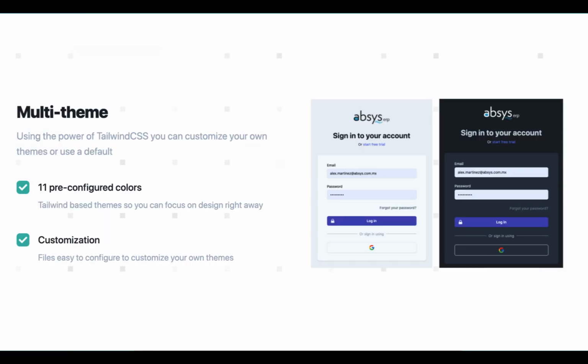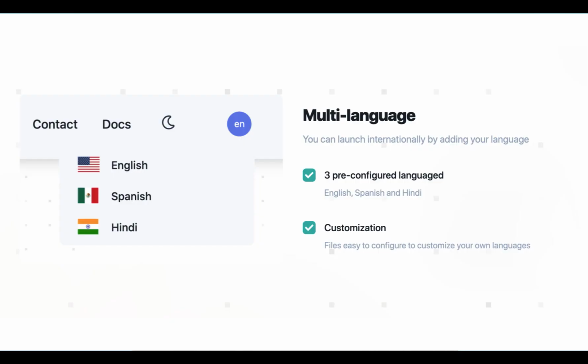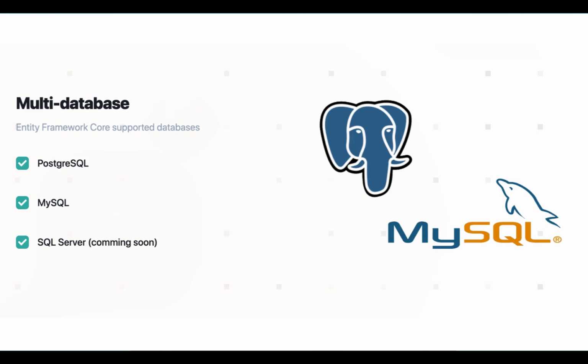Multi-theme. Using TailwindCSS, you can easily customize your themes or use one of the pre-configured ones, Tailwind colors based. Also, it comes with a dark and light mode toggle. Multi-language. You can launch internationally by adding your own language. We pre-configured English, Spanish, and some Hindi files. Multi-database. As you saw in the project generator, you can pick your database provider. We currently support these two.